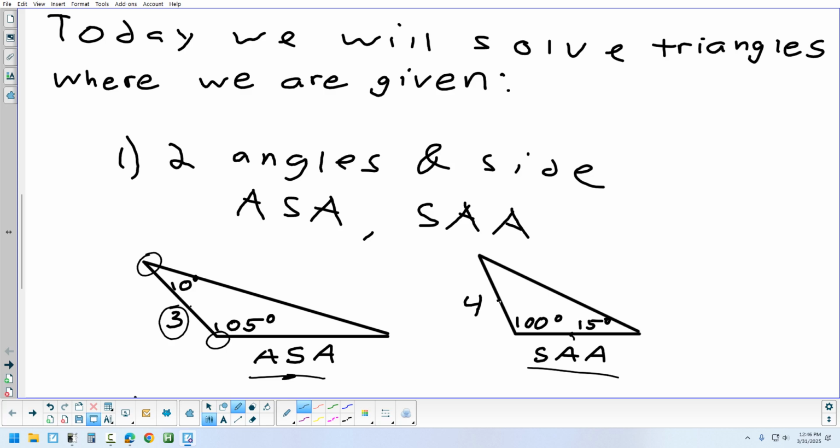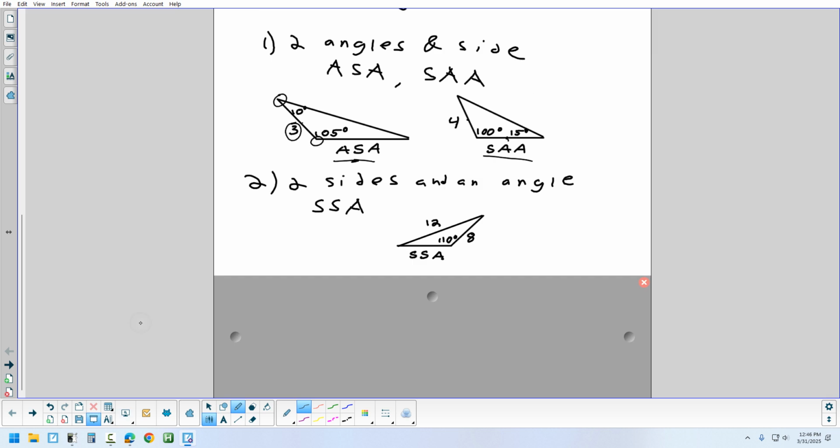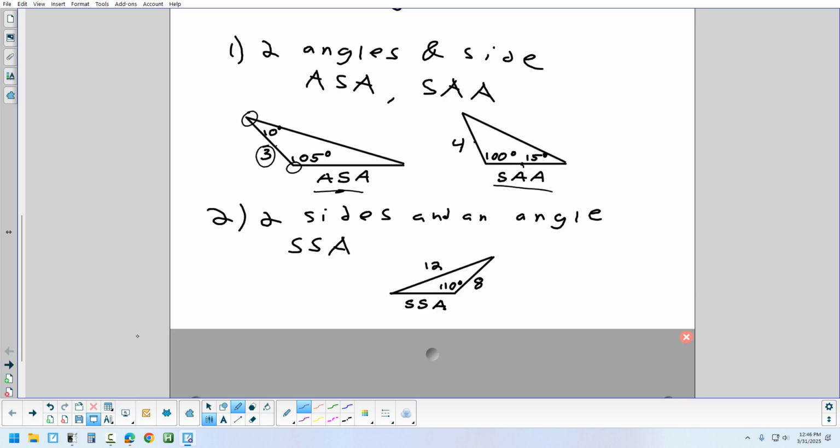All right, so there's two cases that we're going to talk about today. And there's one more. Two sides and an angle. Okay, so well, what's the difference? Well, the difference is the bottom one is two sides and an angle. The top ones are two angles and a side. And specifically, when they give you two sides and an angle, the angle cannot be between the two sides if you're doing law of sines.